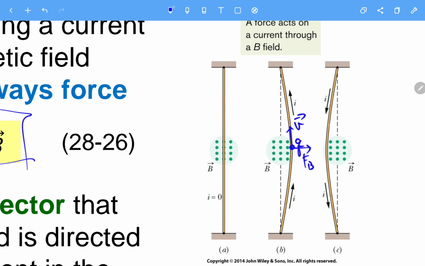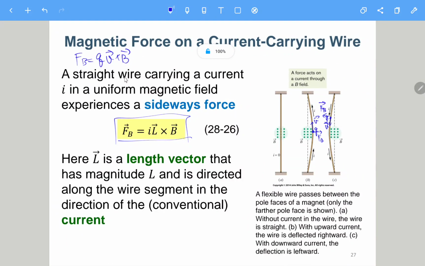For the third case, suppose we have a q going from top to bottom. So this is v. Using the right hand rule, v cross B, your thumb will point to the left side. So in this case, F_B points to the left side. So I say this is another version of the Lorentz force, but of course here the notations are different. This is q, this is I, this is v, this is L, this is B. B is still there, but qv becomes IL. Why is it like that?